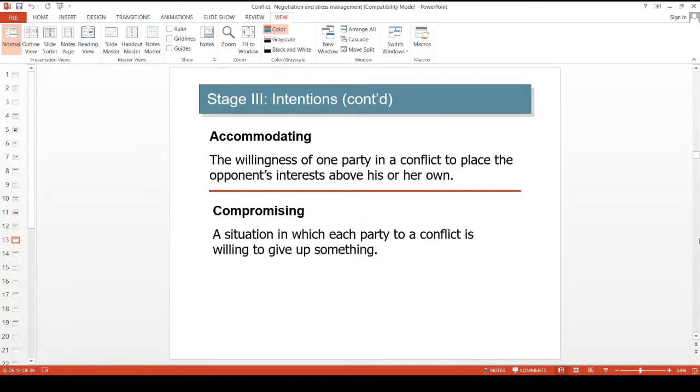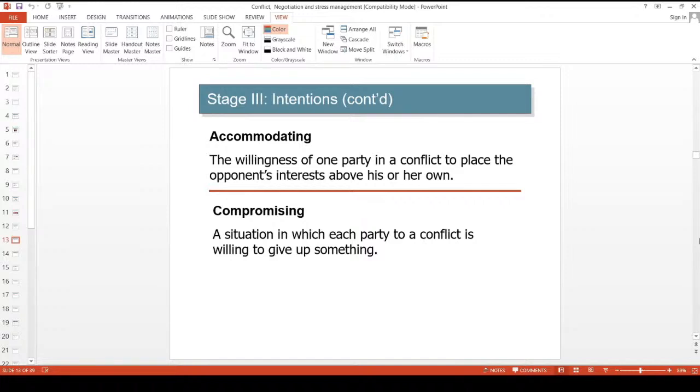Then the last approach is termed compromising. This is a situation in which each party to a conflict gives up something. So this is a sort of sacrificing situation between the two different parties, in which one party sacrifices something, and the other party will also sacrifice something. So when each party to the conflict seeks to give up something, sharing occurs, resulting in a compromised outcome.